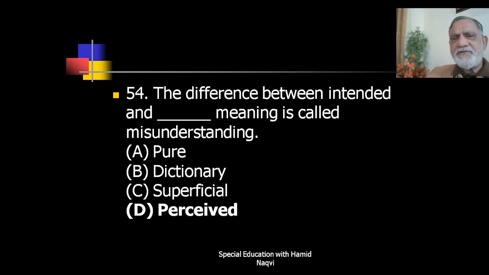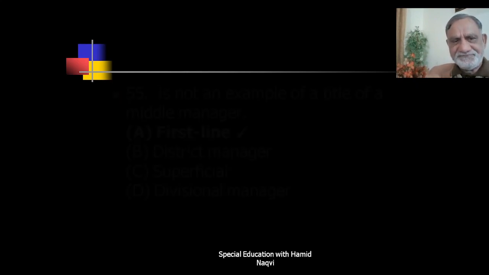The difference between intended and dash meaning is called misunderstanding. Pure, dictionary, superficial or perceived. Perceived is correct.